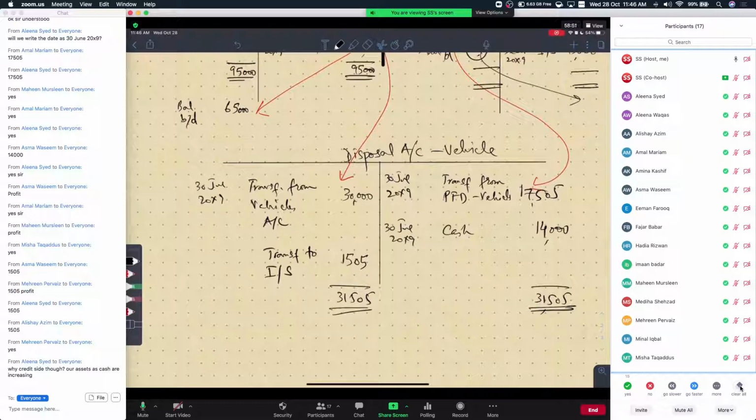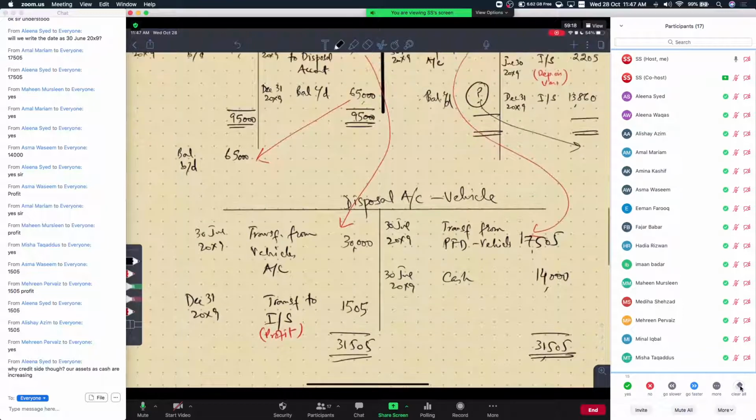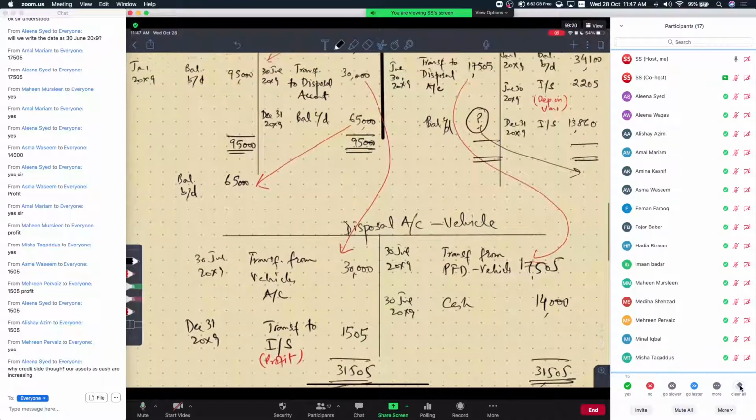Of 1505, and that will be your profit on disposal, and that will happen on 31st of December 20x9, because you will be making your income statement on 31st of December 20x9. That tells you that you should not forget to take 1505 as profit on disposal in your income statement, and there we treat it as an additional income. So this is how we calculate the profit on disposal of a vehicle. So this is your complete.